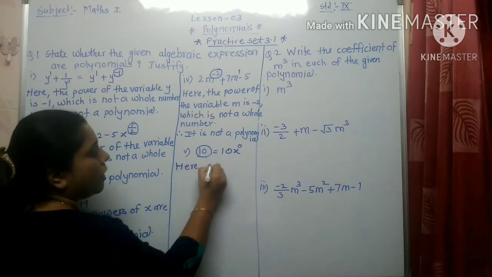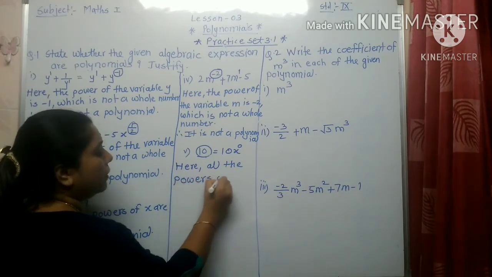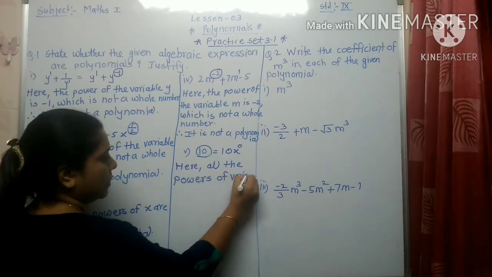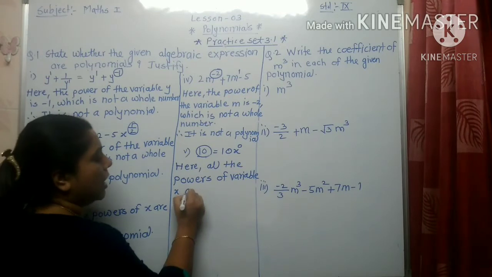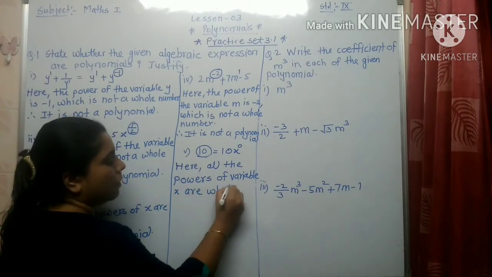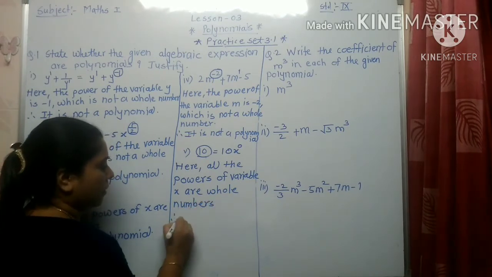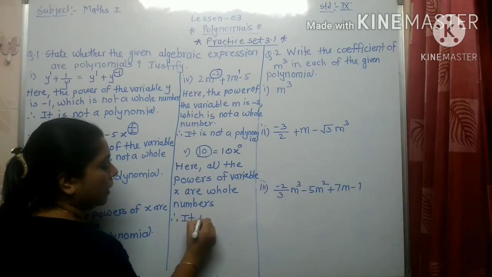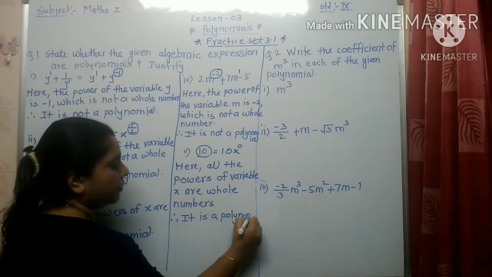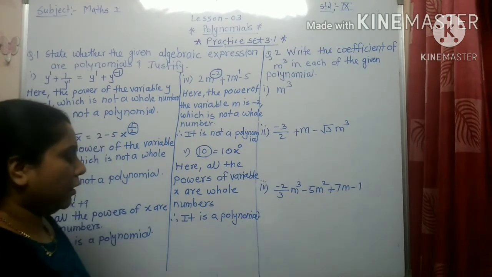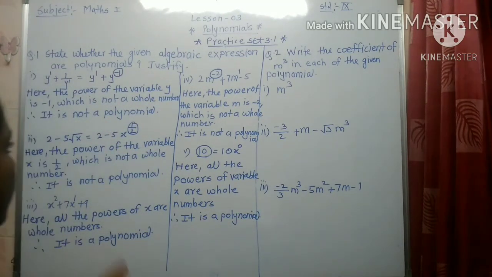Okay. So here all the powers of variable x, all the x are whole numbers. Therefore it is a polynomial. Understood? Understood all the 5 sums?